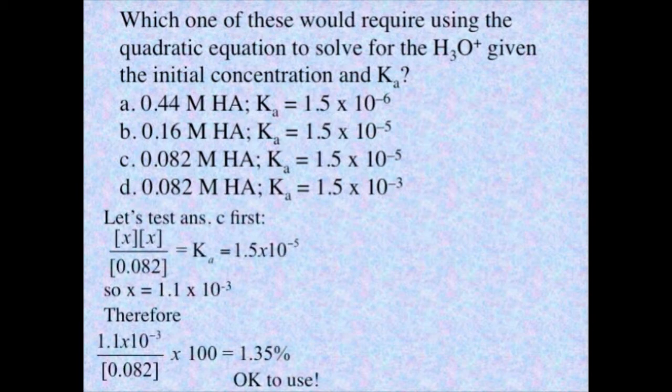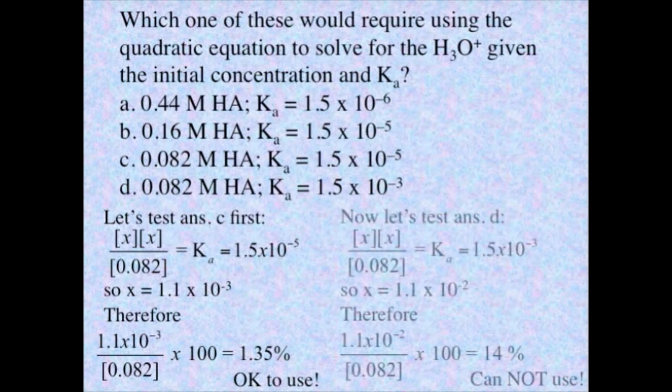Okay, here we go. Let's test answer C first. And that's X times X divided by 0.082 is equal to the Ka of 1.8 times 10 to the minus 5. X is 1.1 times 10 to the minus 3. We do the test, and it's 1.35% error. It's okay to use. Now, what about D?